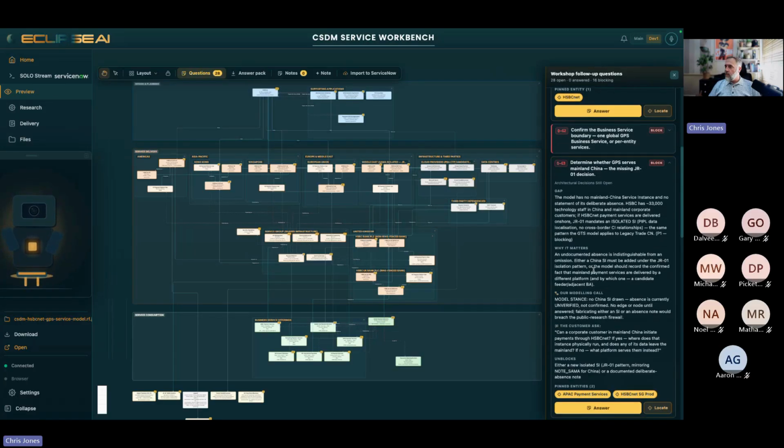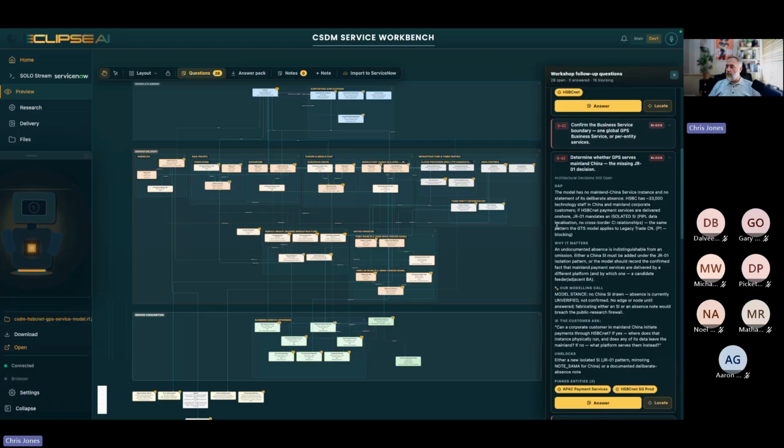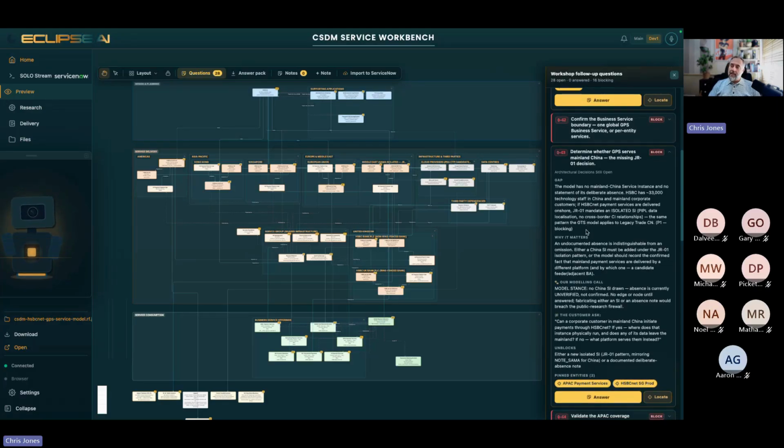Okay, here's a good one. Determine whether GPS, or global payment services, serve mainland China. The missing JR01 decision. That's just an abbreviation for some of the decisions that haven't been made in the background. Solo collects these as points of reference for solving some of the problems or the gaps it sees in completing a full service model for this particular service.